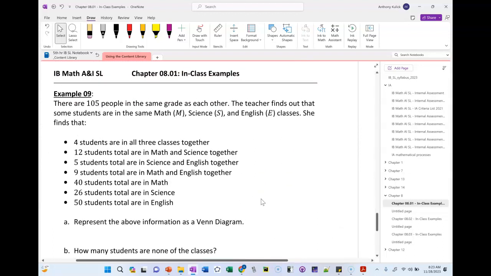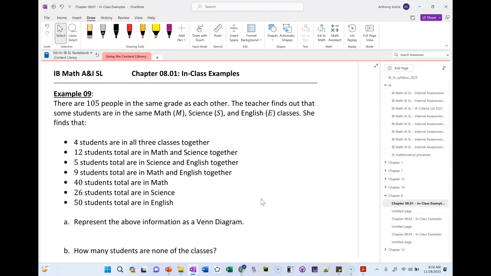There are 105 people in the same grade as each other. The teacher finds out that some students are in the same math, science, and English classes. She finds that 4 students are in all 3 classes together. 12 students total are in math and science together. 5 students total are in science and English together. 9 students total are in math and English together.